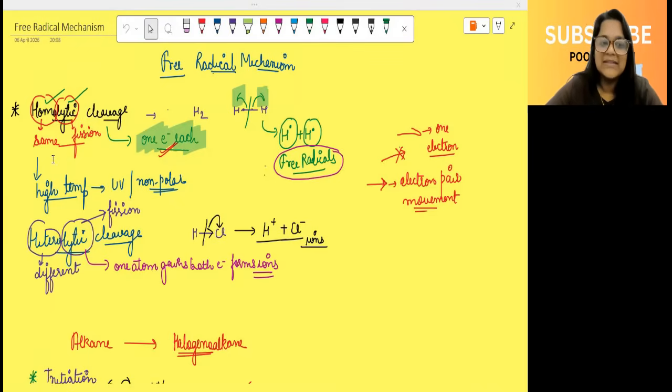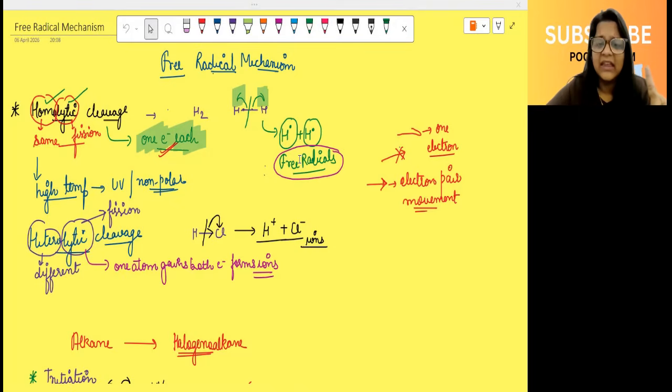The word homo means same and lytic means fission, which means that when a bond is being broken, the atoms acquire an even number of electrons. That is, each atom will gain one electron each. For example, you have an H2 molecule which breaks away, so both the hydrogens will take one electron each, and these are then called free radicals.